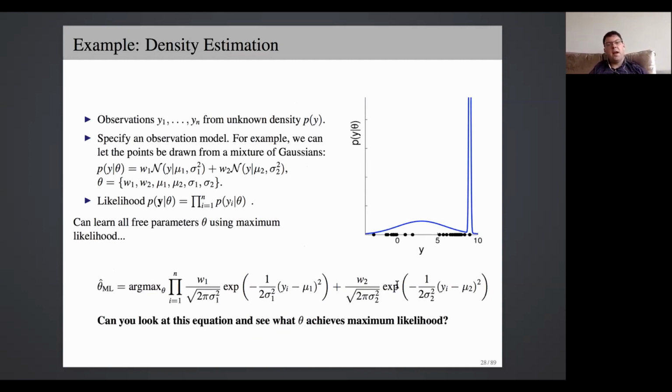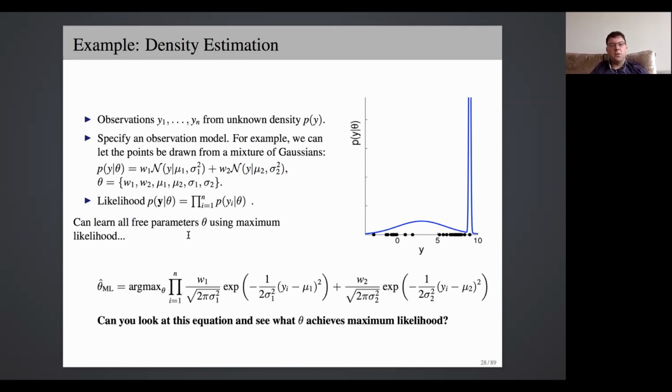So suppose we have observations y1 up to yn from an unknown density, p of y, and we want to estimate what that density could be. We'll start by specifying an observation model. For example, we could assume that the points are drawn from a mixture of 2 Gaussians, and our goal is to estimate the parameters of those Gaussians. The parameters in this case would be the means and the variances of the different components and the weights.